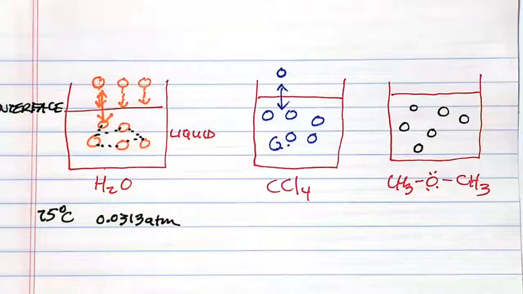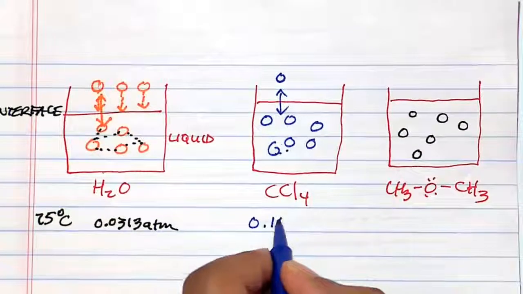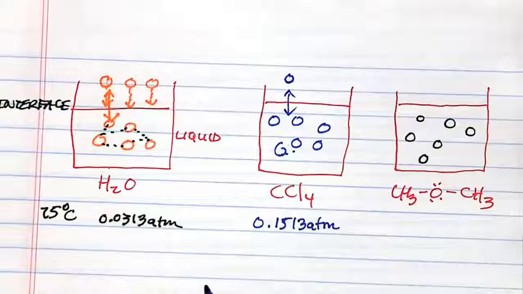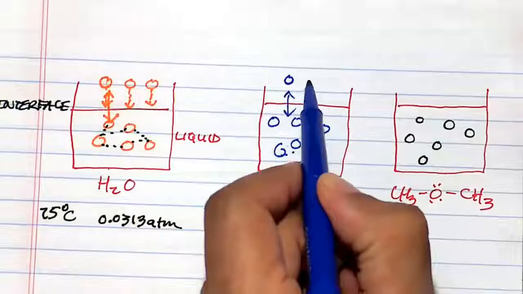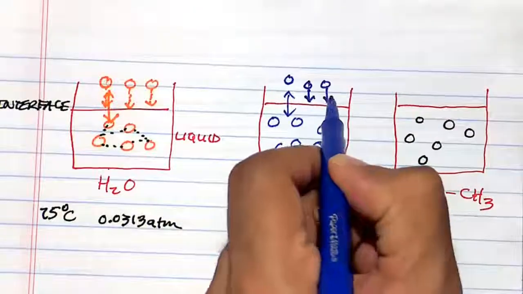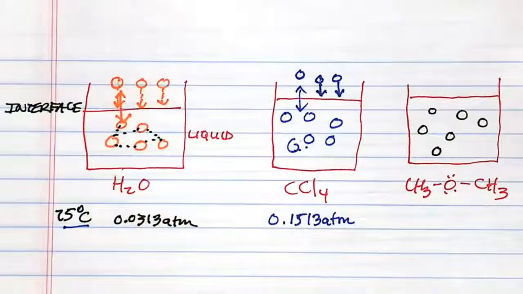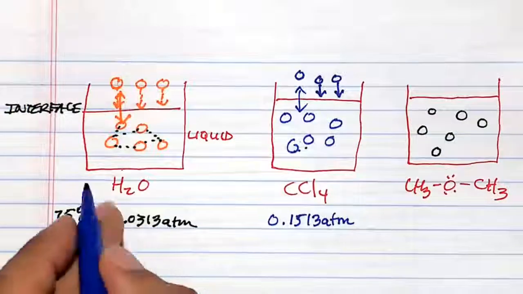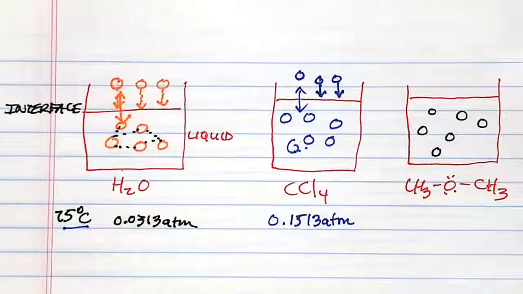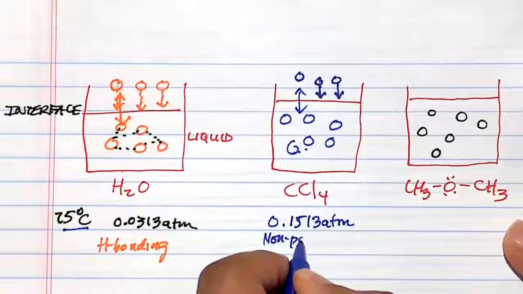And looking that up, we find that value to be 0.1513 atmospheres. So at 25 degrees C, carbon tetrachloride as a vapor will exert 0.1513 atmospheres. Now, you have to quote a vapor pressure at a specific temperature. So here we have hydrogen bonding. Here we have nonpolar interaction, or dispersion forces.